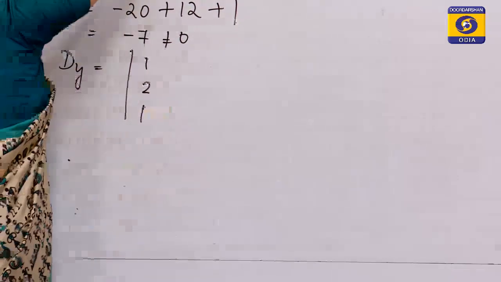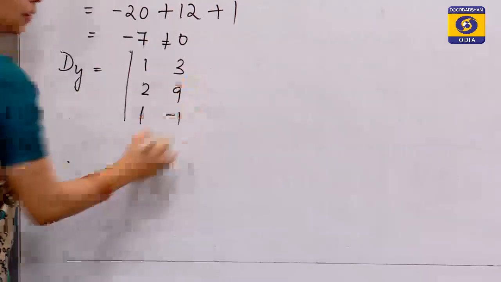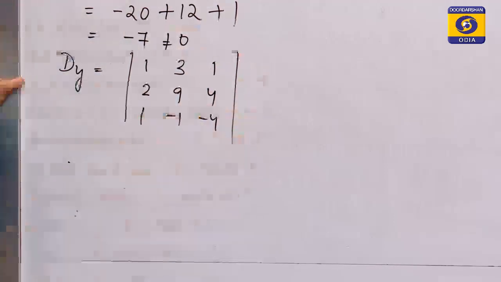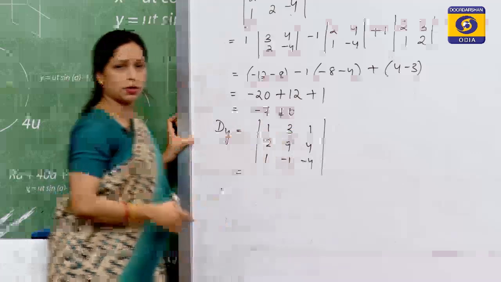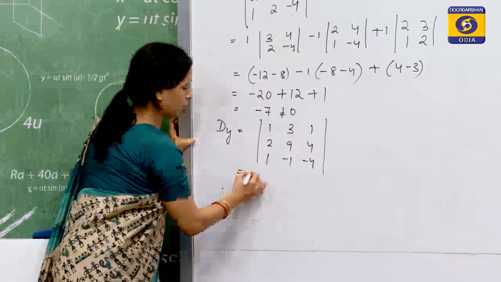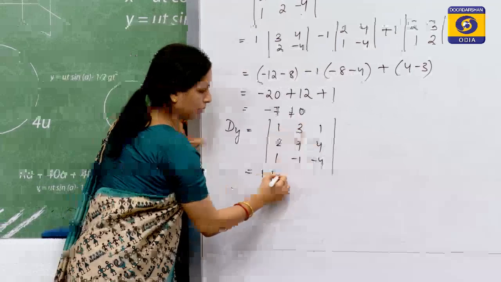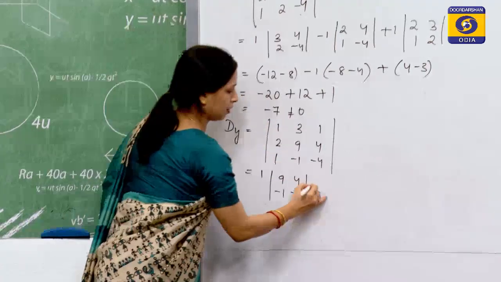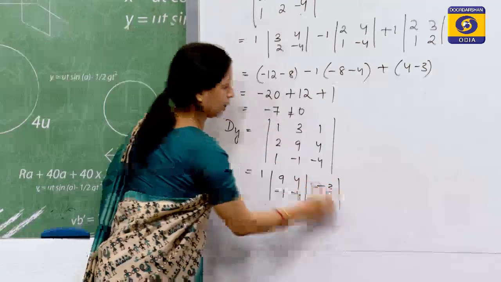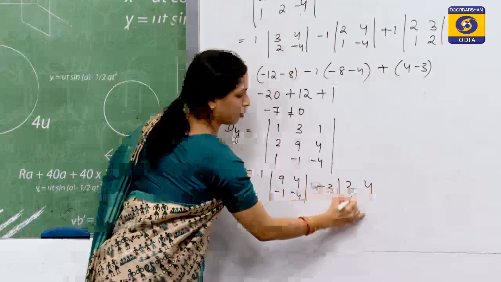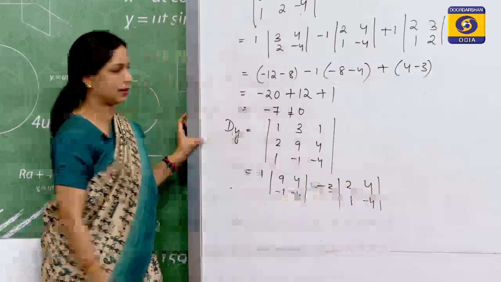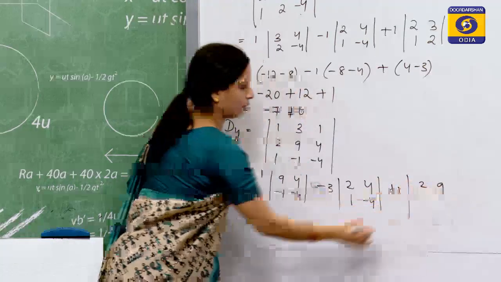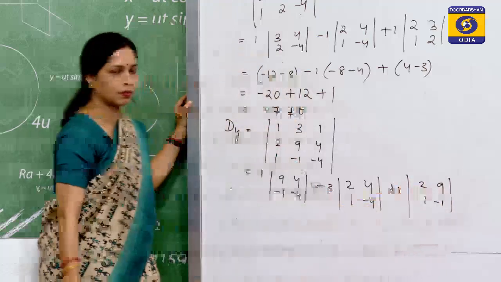So, 1, 3, 2 will be substituted with 3, 9 and minus 1, and here again 1, 4 and minus 4. Again we are finding the determinant by expanding along the row 1. So, 1, 9, 4, minus 1, minus 4, again minus 3, 2, 4, 1, minus 4. Then next plus 1, 2, 9, 1 and minus 1.